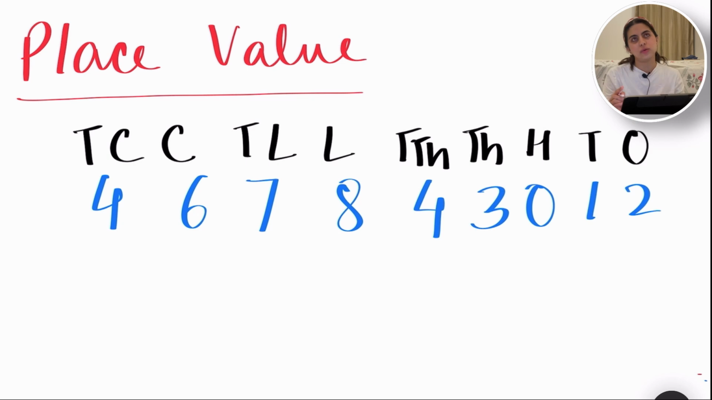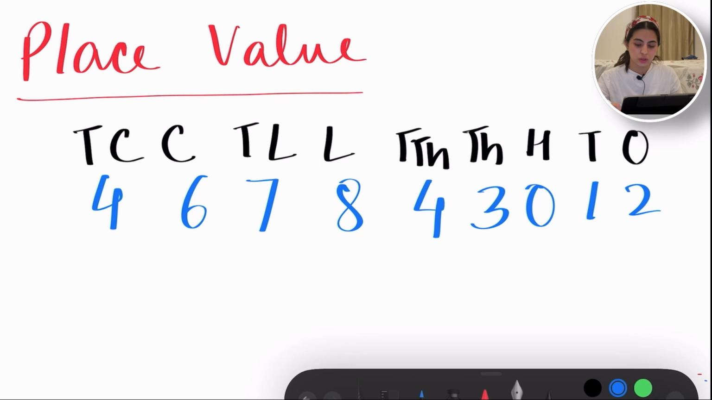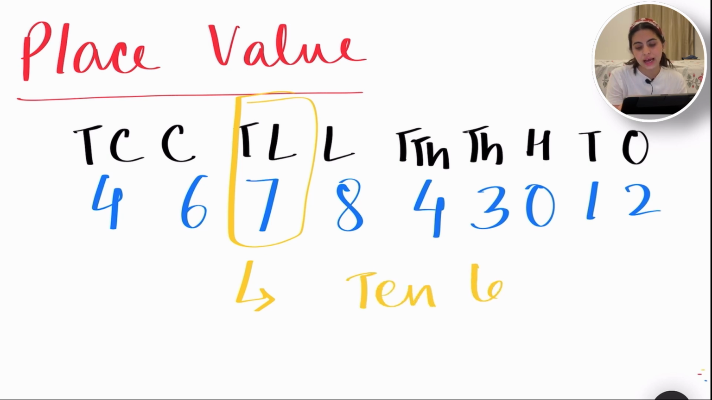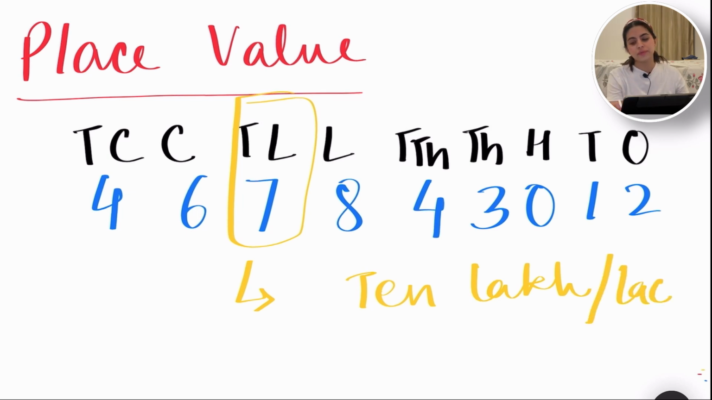Now, place value tells you the place, the address of a particular number. Now, if I ask you what is the place value of this digit that I have marked, it is under 10 lakh. Now, the face value is going to be 7. What does it look like? It looks like 7. So, the face value is the number itself. But what about the place value? Now, where is this number? This number is under TL, that is 10 lakh, LAKH or LAC, either. So, we can also write LAC.